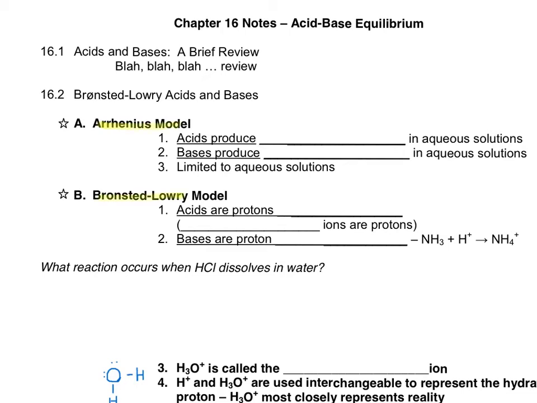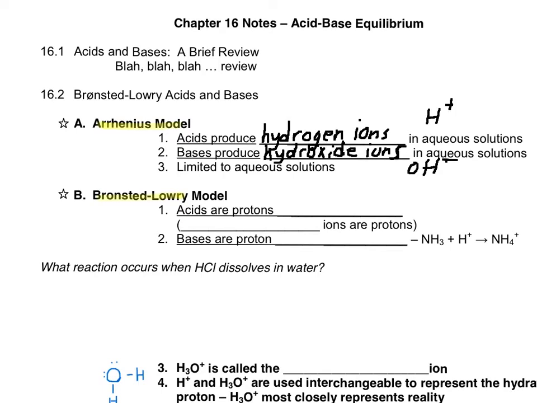The Arrhenius definition is what you learned in Chem 1. Acids have hydrogens in them, bases have hydroxides in them. So you put them in water, they're going to make a lot of hydrogen ions and hydroxide ions. The problem is that this definition is very limited. It does not include some other acids and bases.